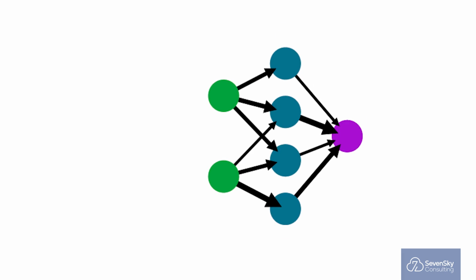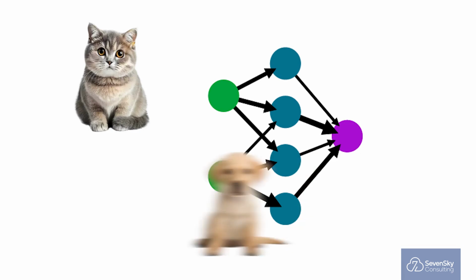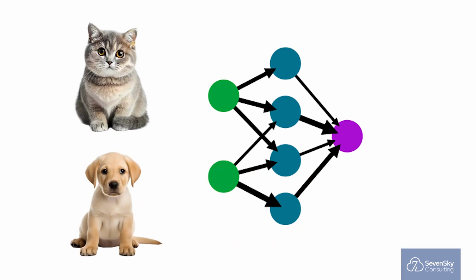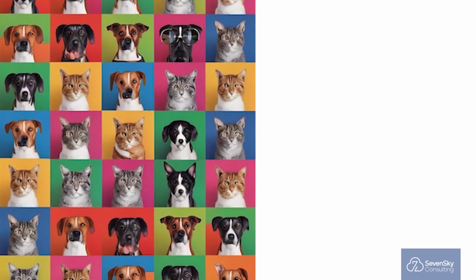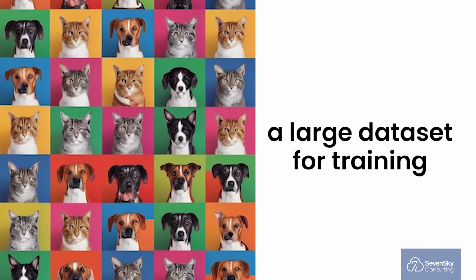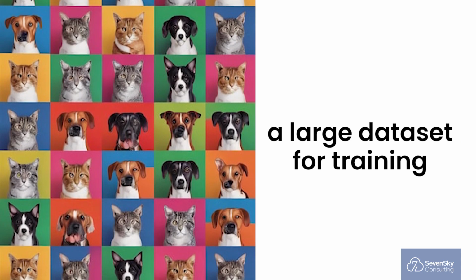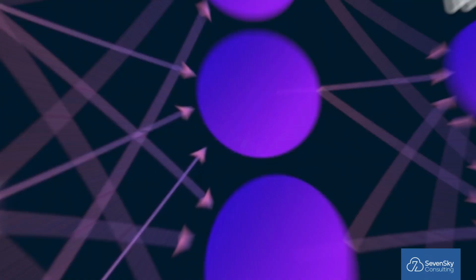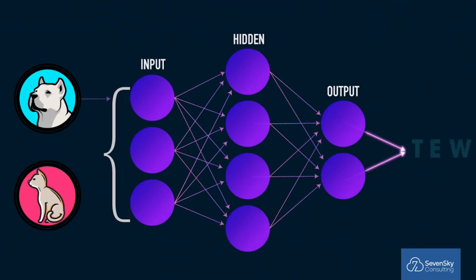For example, let's say we want the network to distinguish between pictures of cats and dogs. The network must adjust its weights in such a way that it can predict with high accuracy whether a new image is of a cat or a dog. To achieve this, we need a large dataset for training, which we provide to the network to learn the best weights. In this video, we'll explore how neural networks are trained.